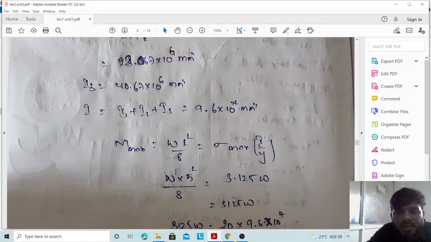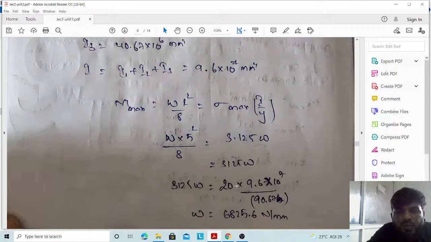Here we sometimes even write it as z, that is nothing but section modulus. Here we don't know the section modulus, so we are writing I by y. So, 3 w into 5 square by 8, you are going to get the value as 3.125, but this is in Newton per meters. Since all our units are in mm, I have to convert this into mm. So, when you multiply with 1000 it will become 3125 W.